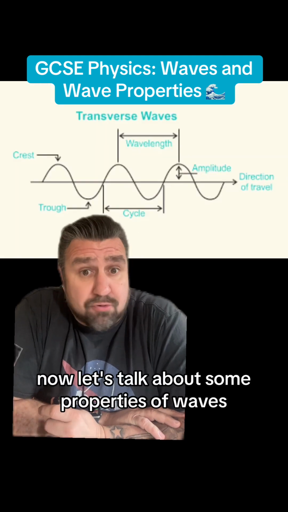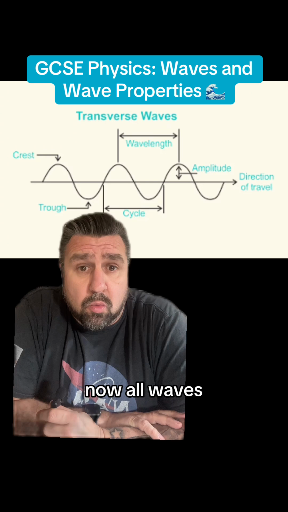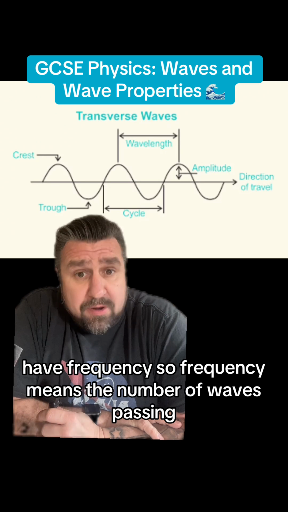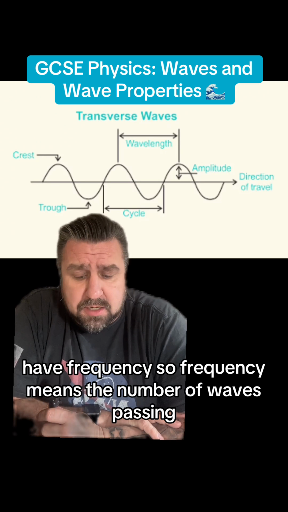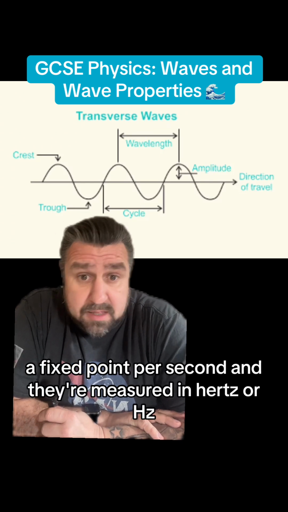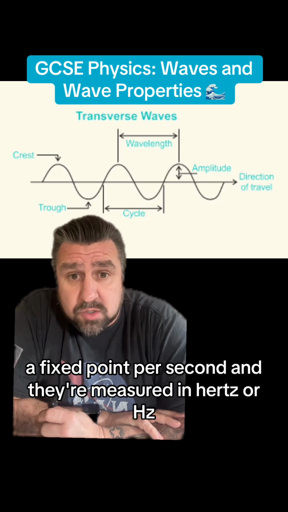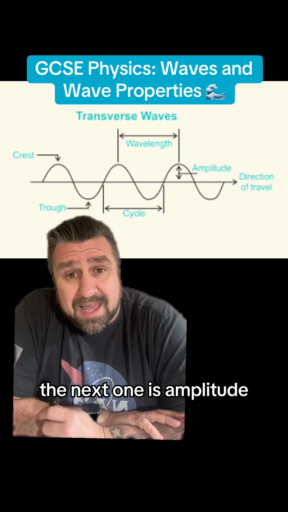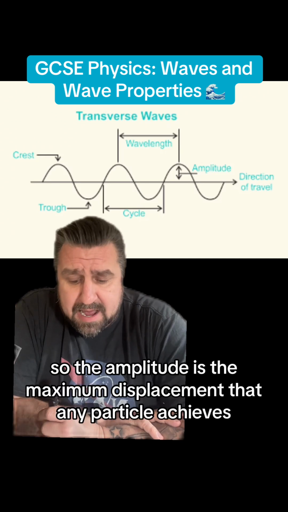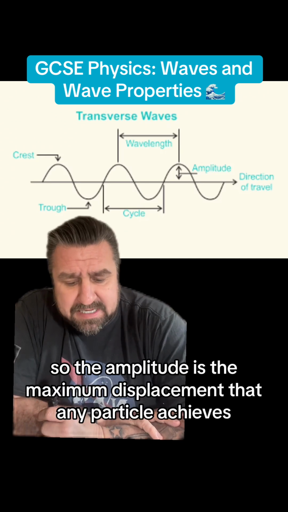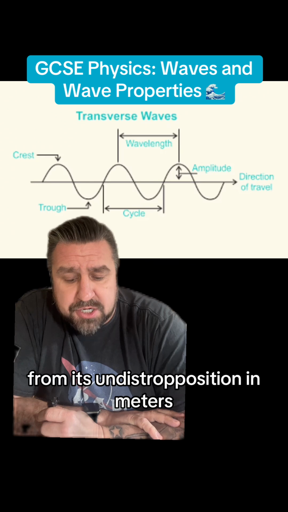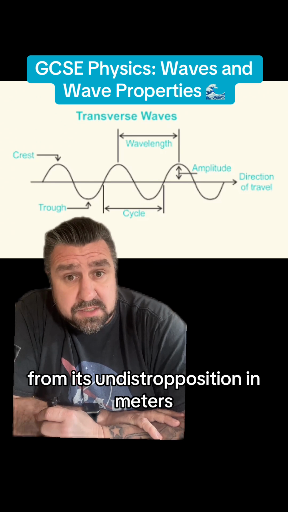Now, let's talk about some properties of waves. All waves, whether they're longitudinal or transverse, have frequency. So frequency means the number of waves passing a fixed point per second, and it's measured in hertz or Hz. The next one is amplitude, and you'll see that on my diagram just behind me. So the amplitude is the maximum displacement that any particle achieves from its undisturbed position, in meters.